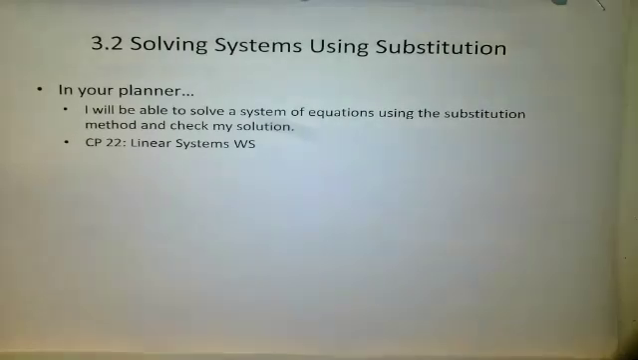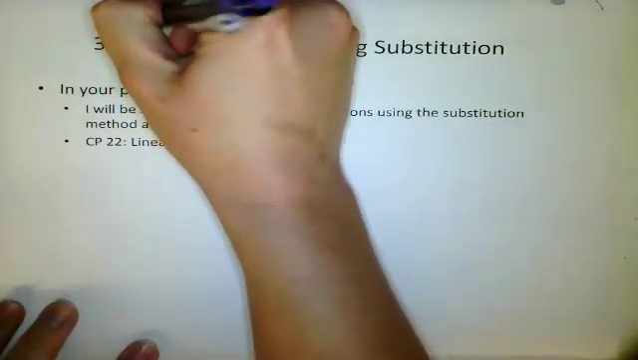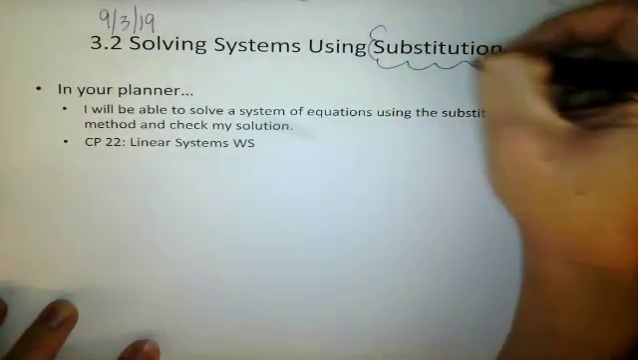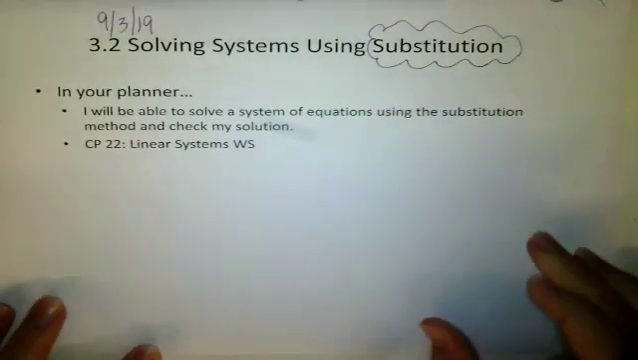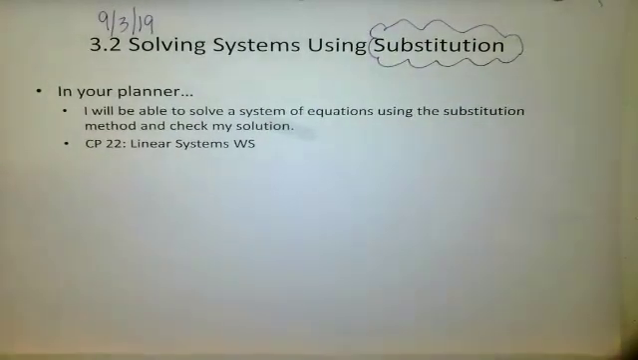Here we go. Today is September 3rd. And today we are solving systems using substitution. Last week on Friday, we solved systems by graphing. And you all did quite well.